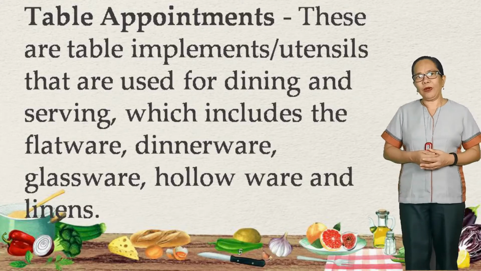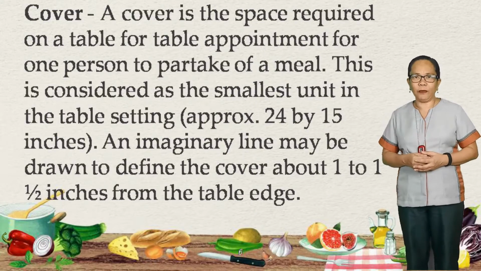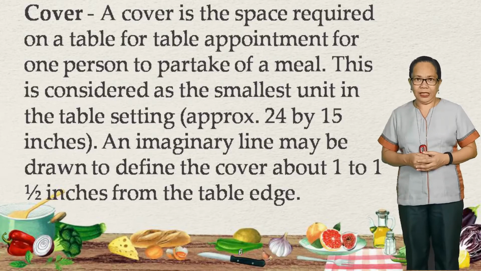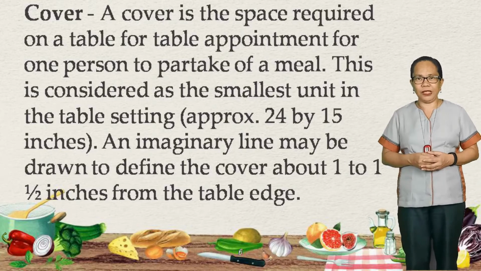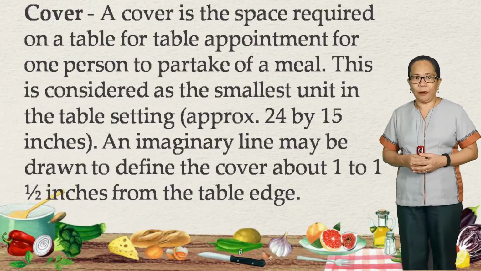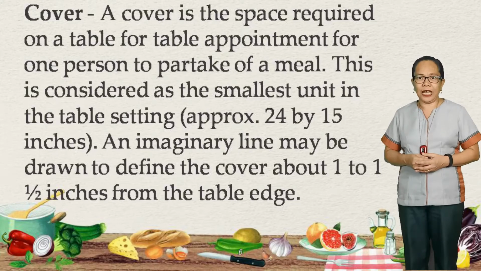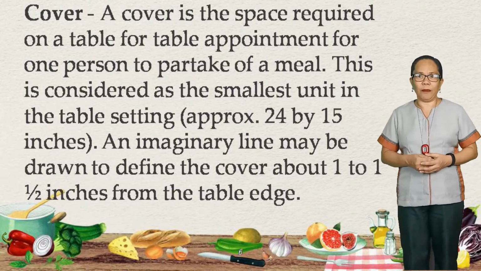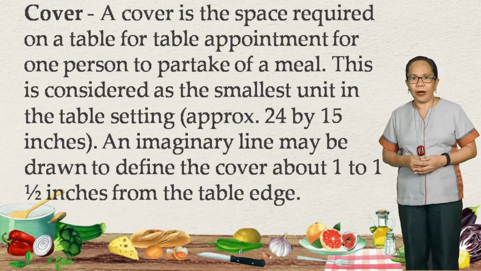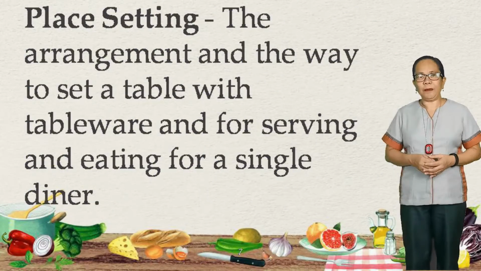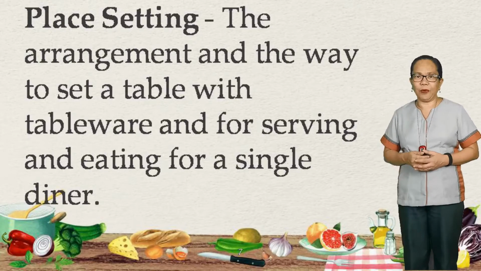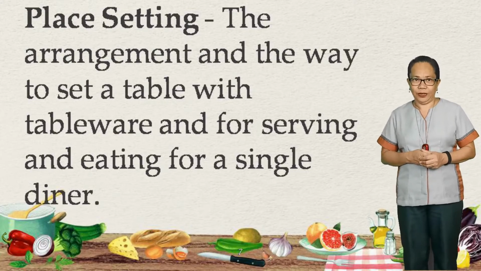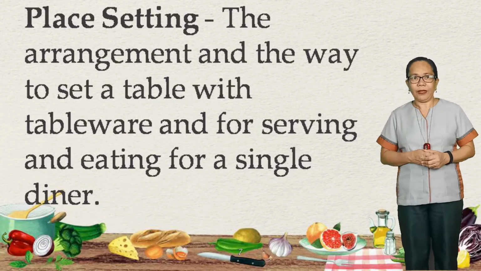So, next, we have the cover. A cover is the space required on a table for table appointment for one person to partake of a meal. This is considered as the smallest unit in the table setting, approximately 24 by 15 inches. An imaginary line may be drawn to define the cover about 1 to 1.5 inches from the table edge. Then we have the place setting, the arrangement and the way to set a table with tableware and for serving and eating for a single diner. So those are the table setting or place setting.